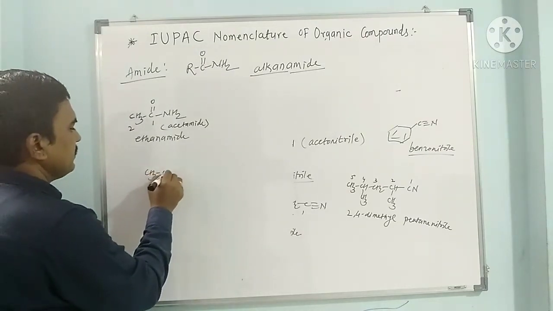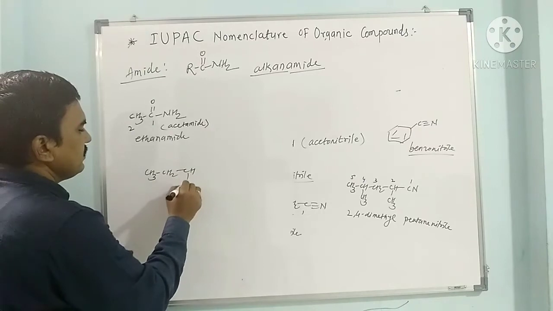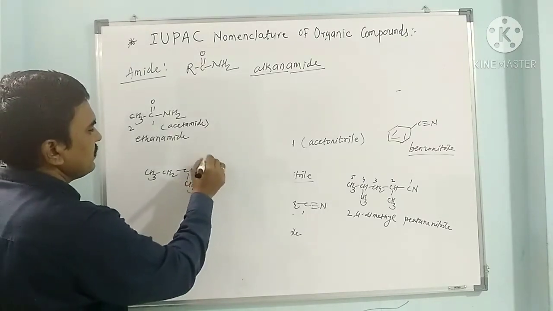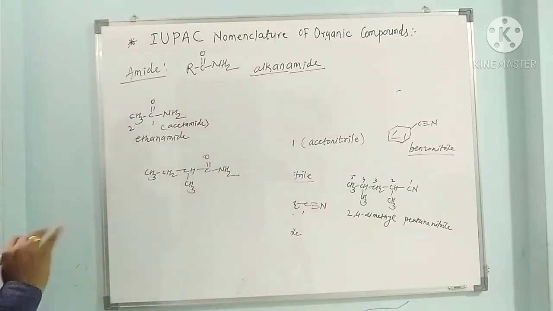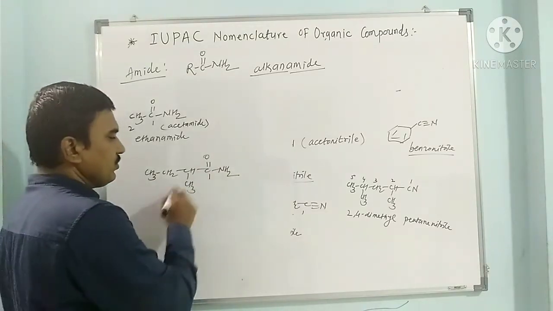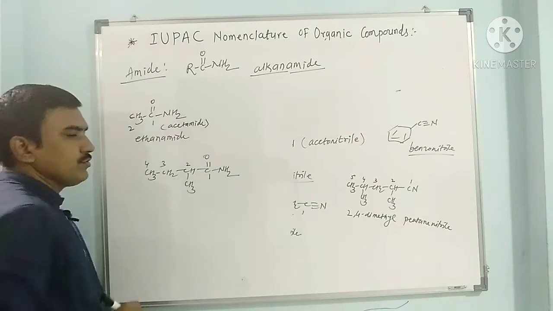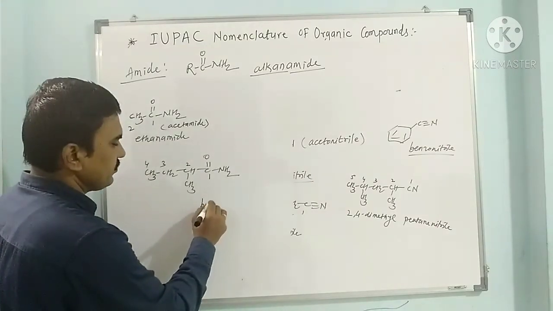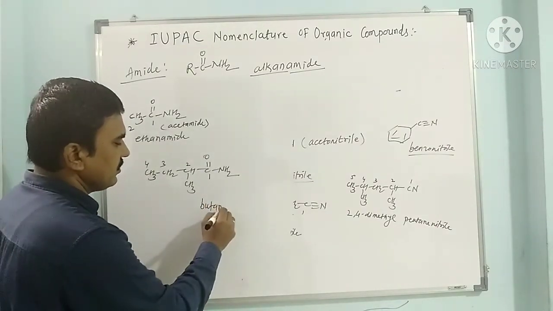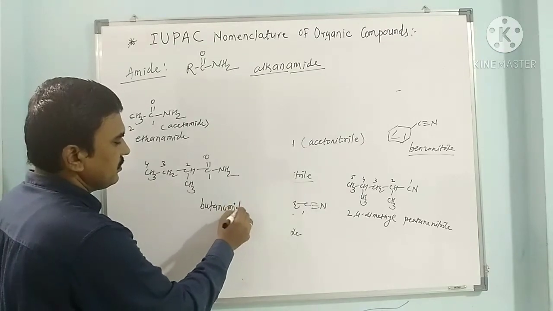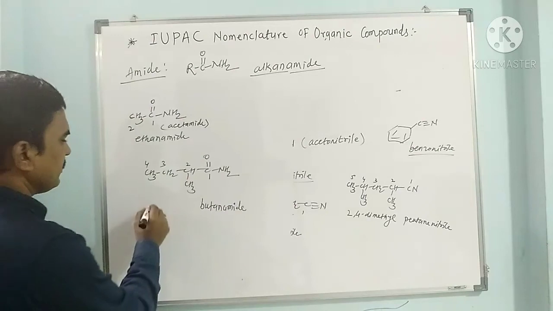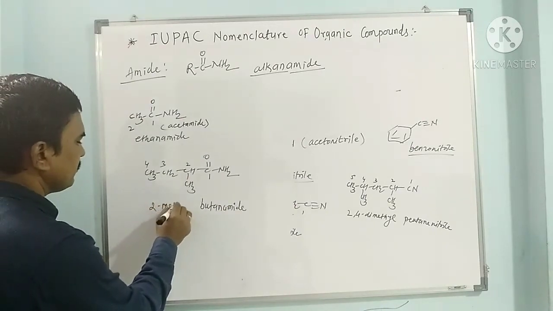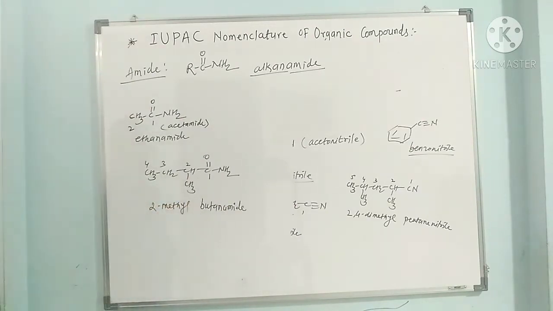CH3, CH2, CH, CH3, CO, NH2. Count the number of carbons. Start from the carbonyl: 1, 2, 3, 4. So it is butanamide, 4 carbons. Here the second carbon has a methyl, so this is 2-methyl butanamide.